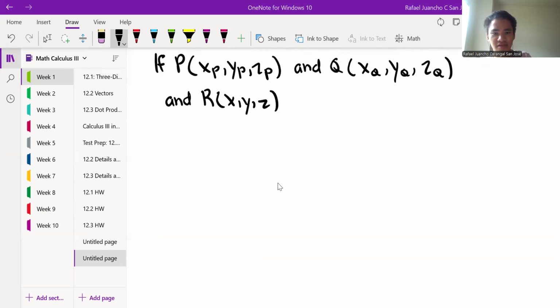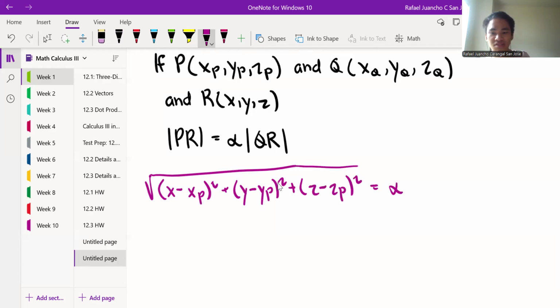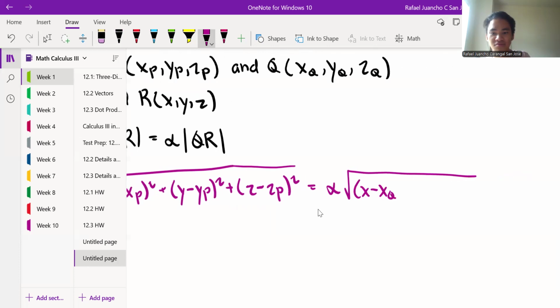So here we're basically looking at the distance of PR, and we equate it to alpha of QR. So how does that look? Well, again, we just apply that distance formula. So we have X minus XP squared, Y minus YP squared, Z minus ZP squared, and that's alpha of X minus XQ squared, Y minus YQ squared, Z minus ZQ squared.